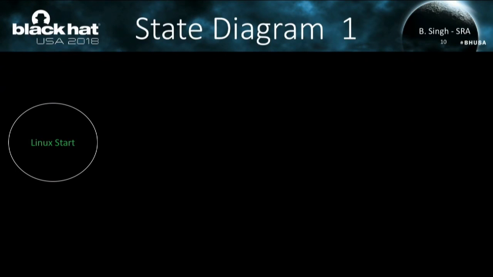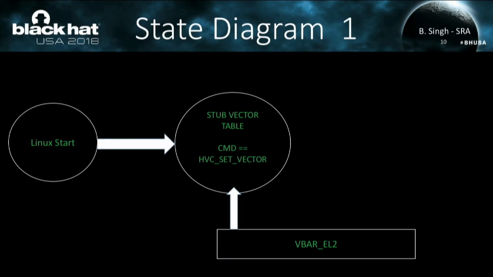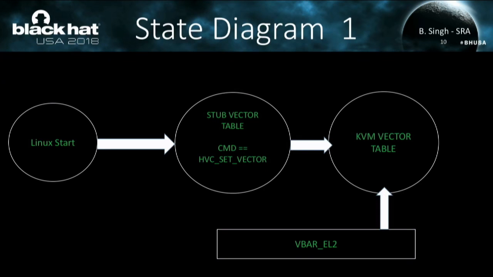So Linux started, and it started in EL2. So it updates the VBAR_EL2 register and makes sure that VBAR_EL2 register points to the stub vector table. And after that, stub vector table provides an interface using which it is possible to update the VBAR_EL2 register and register a new exception vector table for EL2. So using this interface, Linux installs the actual KVM vector table. So this is the actual KVM vector table. This will be installed in a machine in which KVM is running.